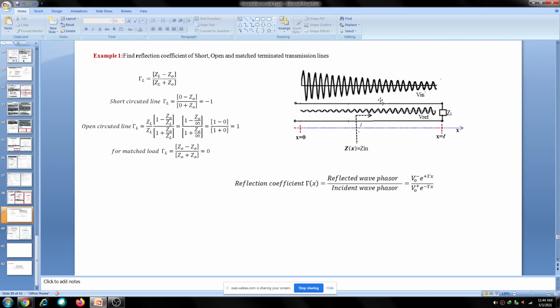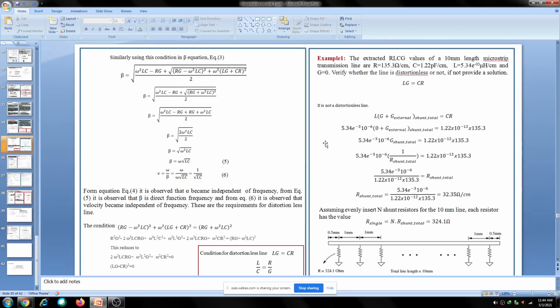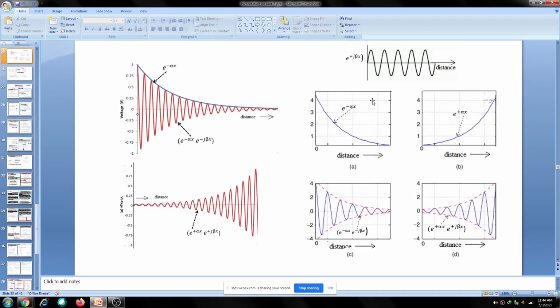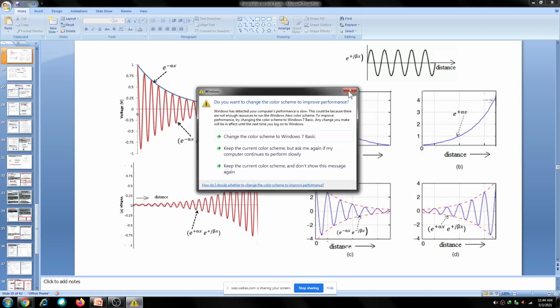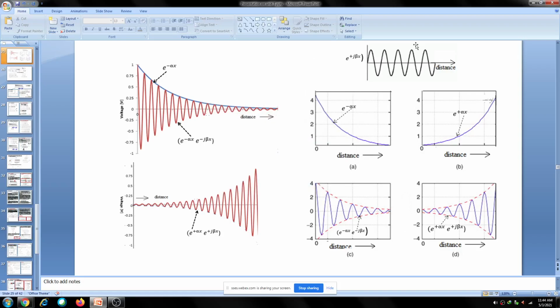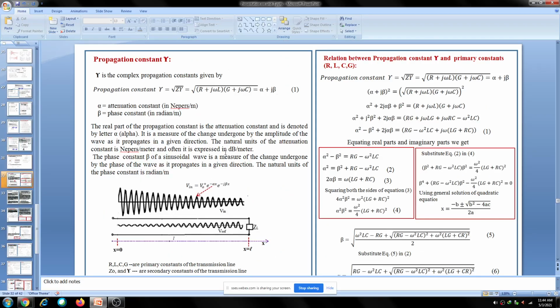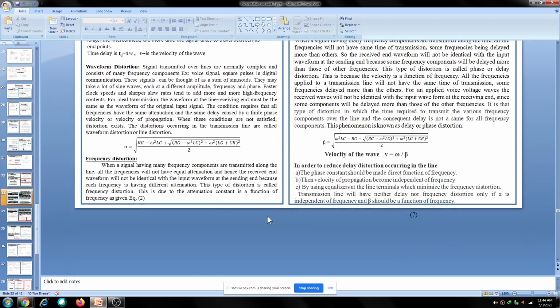But now alpha 0 means, see the waveforms I gave in the beginning class. If the term e to the power alpha x is there, the amplitude of this signal decreases like this because of e to the power minus alpha x. If alpha is 0, then it is a straight line like this, and we get only the signal propagating over the transmission line. So the amplitude of the signal does not decrease over the transmission line.